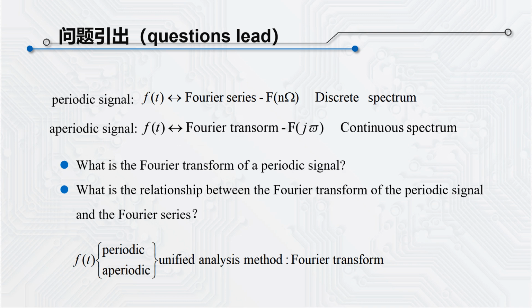In order to analyze the spectral characteristic of periodic signal, we should turn f(t) into Fourier series. A spectrum is discrete. In order to analyze the spectral characteristic of a periodic signal f(t), we should turn f(t) into Fourier transform. It has continuous spectrum. Today, we will discuss the Fourier transform of periodic signal and the relationship between Fourier series and the Fourier transform of periodic signal.